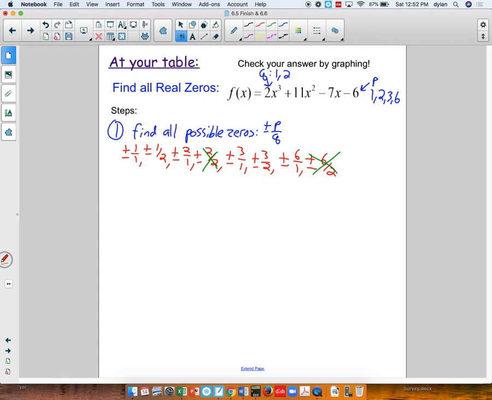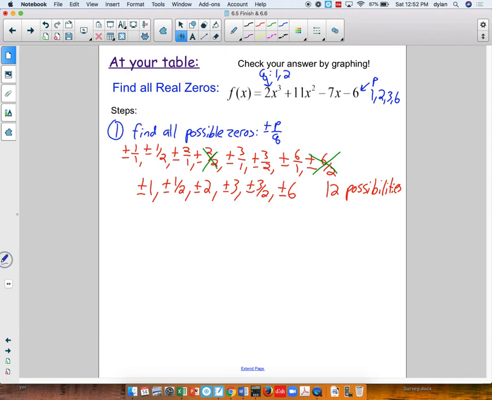So I'm just going to rewrite this here. So I've got plus or minus 1, plus or minus 1/2, plus or minus 2, plus or minus 3, plus or minus 3/2, and plus or minus 6. So we've got in total 12 possibilities, which is not too bad. It gives us a limited number of things to guess from. So that's step 1, find all the possible zeros.